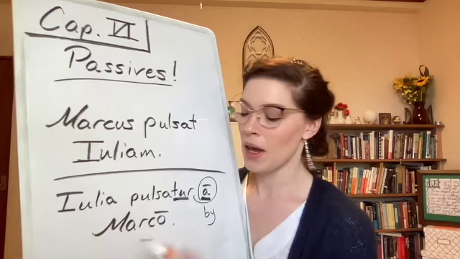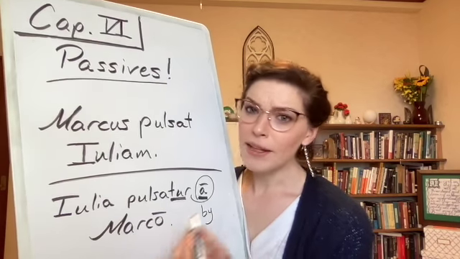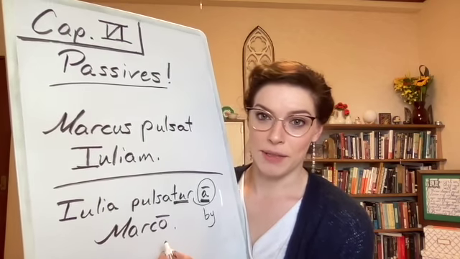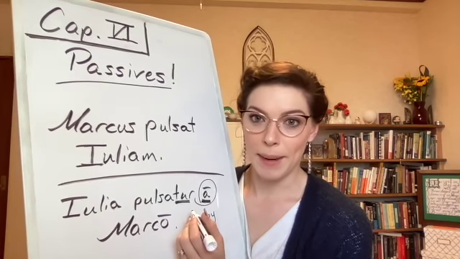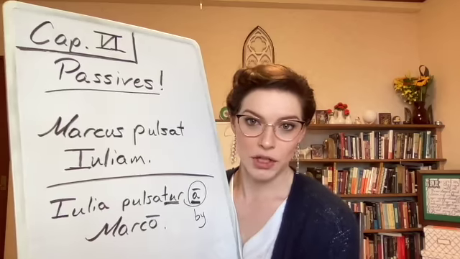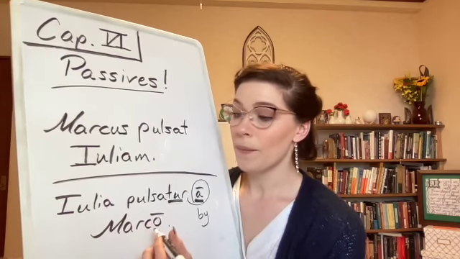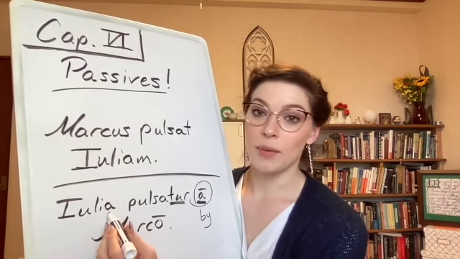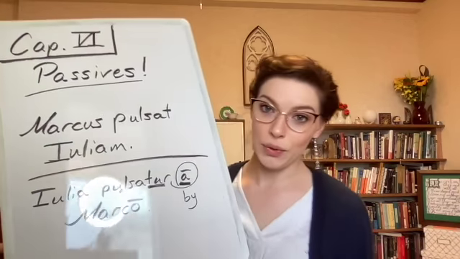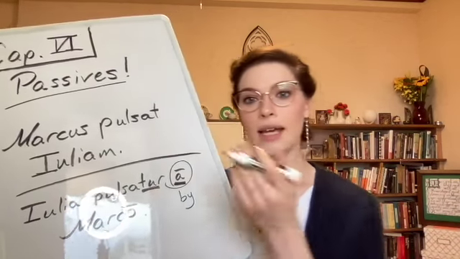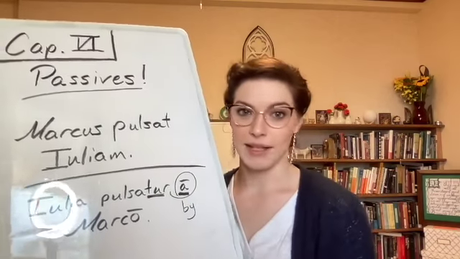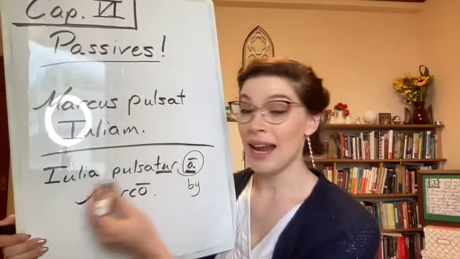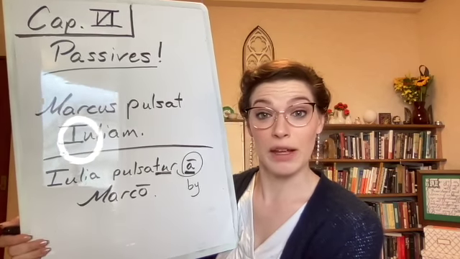I'm sorry, I won't confuse you. But this is basically the object of the preposition ending, because this is a prepositional phrase. By Marcus is a preposition, right? So she doesn't have that direct object ending because we're saying Julia, subject, is being punched by Marcus. That's how we make it a passive. So you'll also notice it actually falls into English order with it.